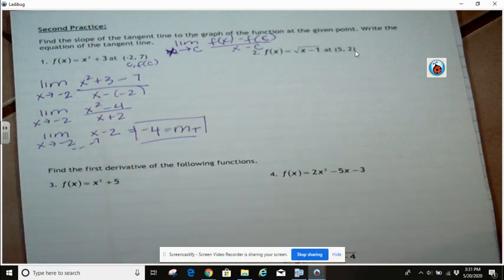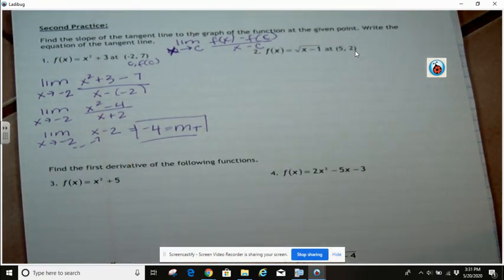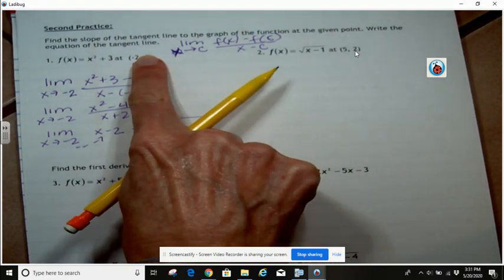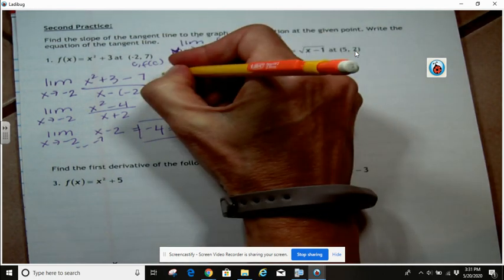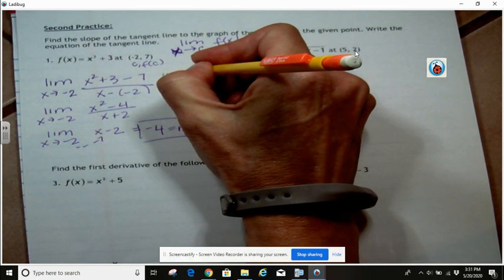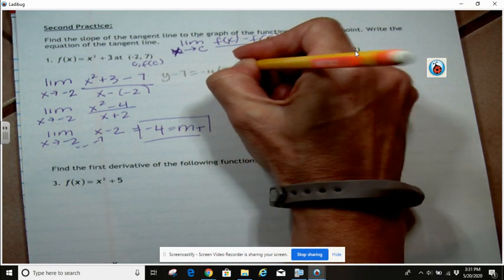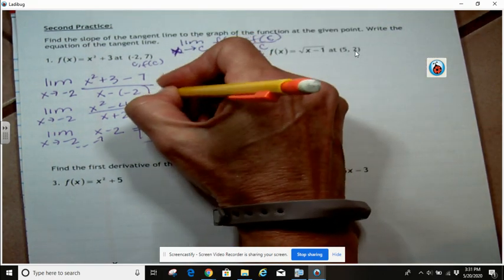That was the first thing they asked. And then they said, okay, now find the equation of the tangent line. So the other part, you have a slope, you have a point slope form, y minus the y coordinate they gave you equals the slope you just found times x minus the x coordinate they gave you.